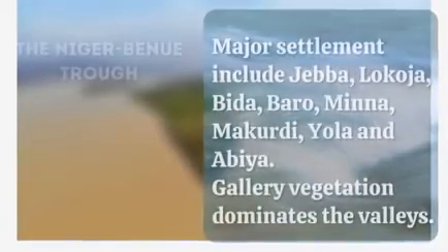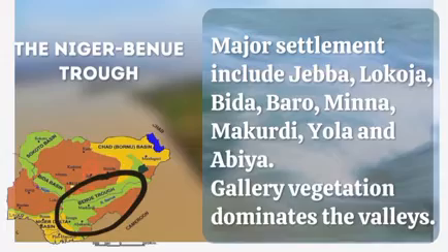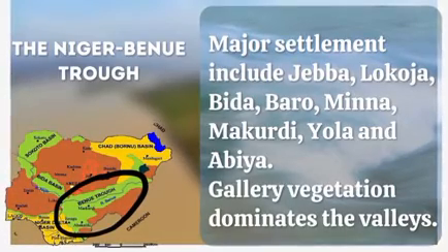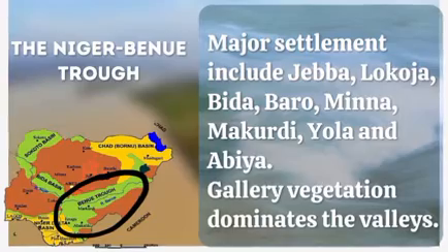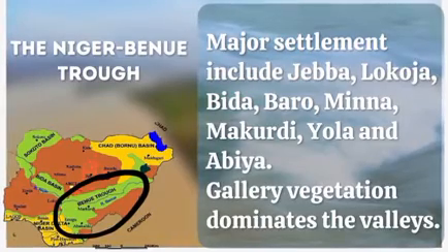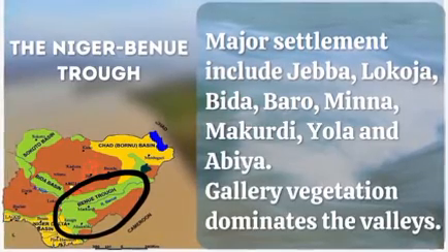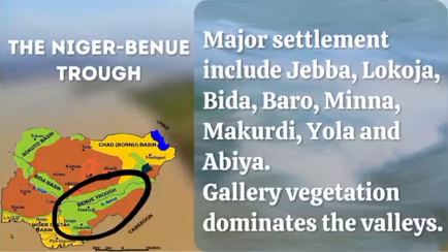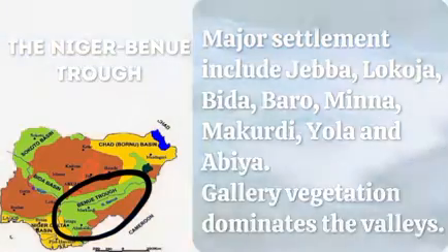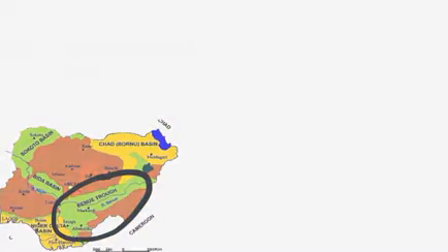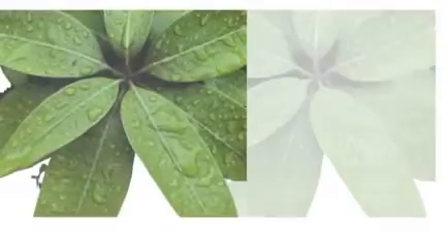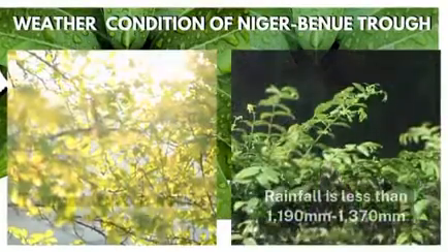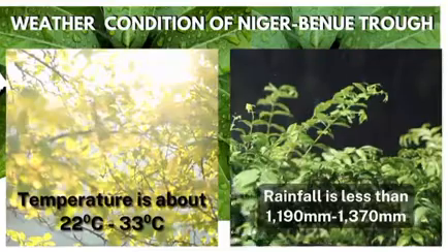The population around here is quite low, and its density is around 5 to 40 persons per square kilometer. The major settlements include Jeba, Lokoja, Bida, Baru, Mina, including Yola. And here the vegetation is like that of a gallery vegetation, which is plainly in the valley region. The temperature around this region ranges from 22 degrees Celsius to 32 degrees Celsius.